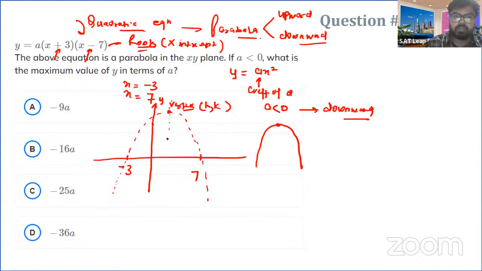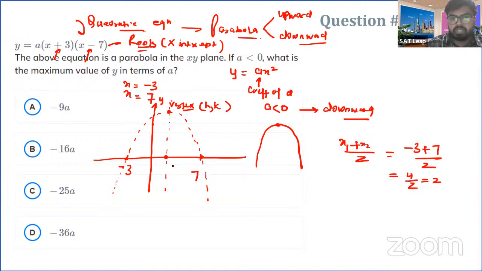It is symmetric. Okay. So which means the x coordinate of the vertex is nothing but the midpoint of these roots. So how do you find the midpoint? Midpoint is (x1 + x2)/2. So here it is going to be (-3 + 7)/2, which is 4/2. That's 2. So which means the x coordinate of the vertex is 2.